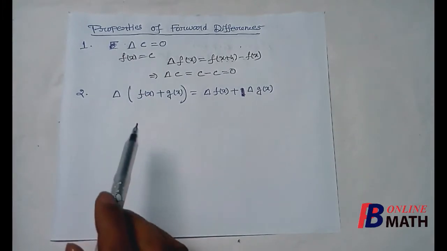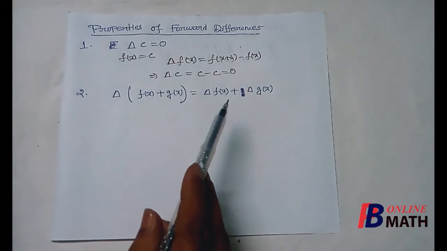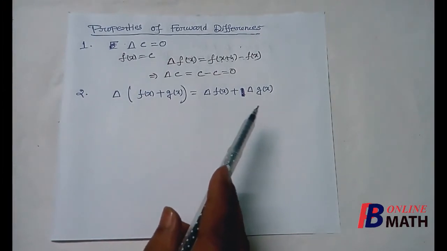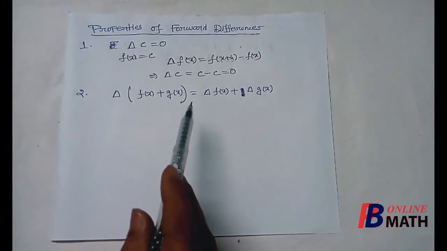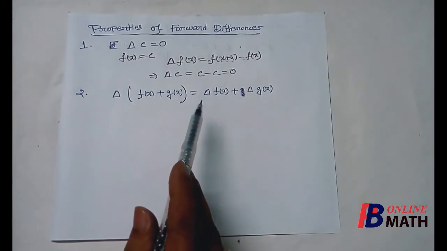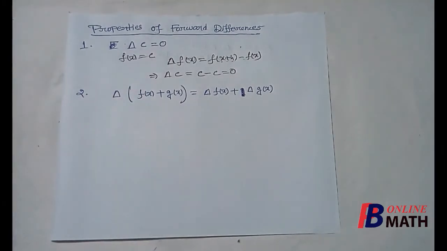The second property is delta of f(x) plus g(x) equal to delta f(x) plus delta g(x). So if we apply this operator on f(x) plus g(x), then it becomes delta on the function f(x) plus delta on the function g(x). I am skipping this proof because this is very simple.